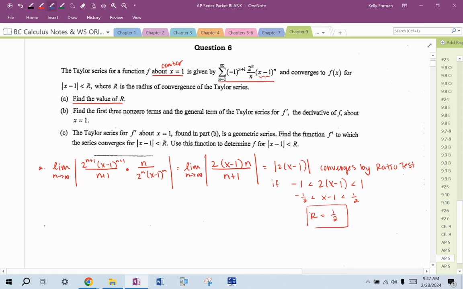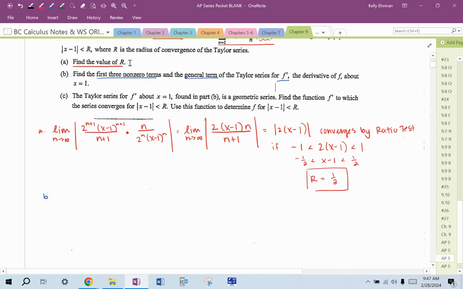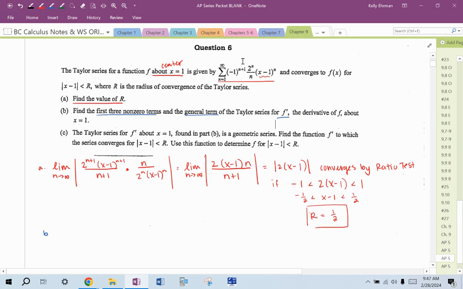For part B, find the first 3 non-zero terms and the general term of the Taylor series for f prime. So remember, this is f prime, the derivative of f, about x equals 1. When they tell me to write terms, instead of coming up with the series right away, start by generating terms for f and then taking derivatives of that. That's usually easier, less work to do. You don't want to write the series and then plug in n's to get the first 3 terms. So I'm going to do this.